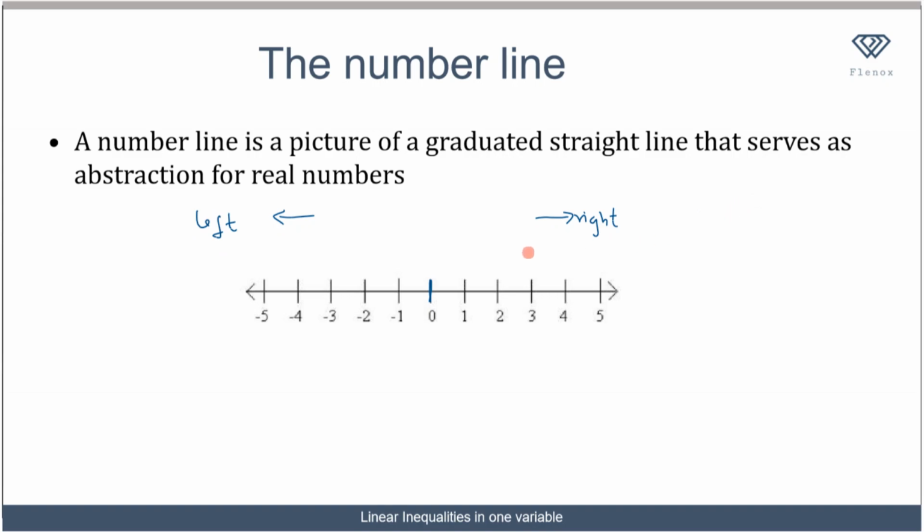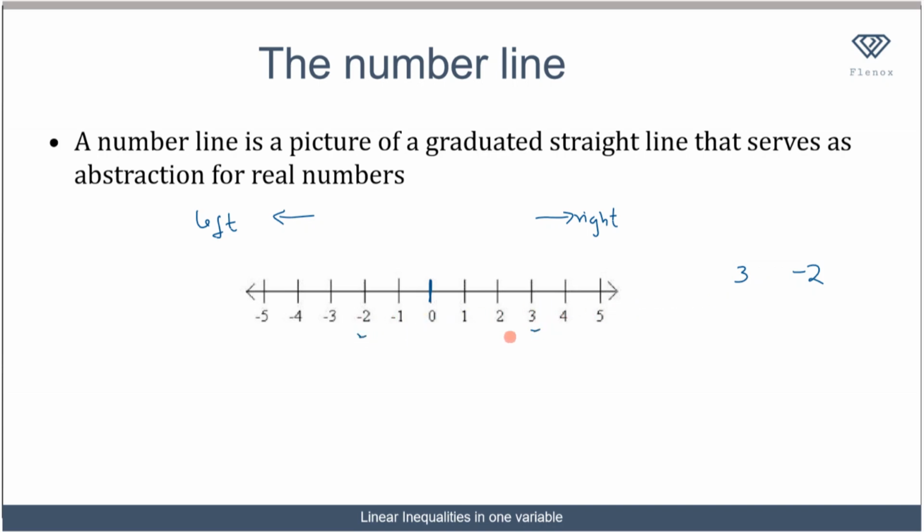So now, what does this mean? For example, let's take two numbers, 3 and, let's say, minus 2. We want to determine the inequality sign between them. First, we identify where they are located. 3 lies here and minus 2 lies here.